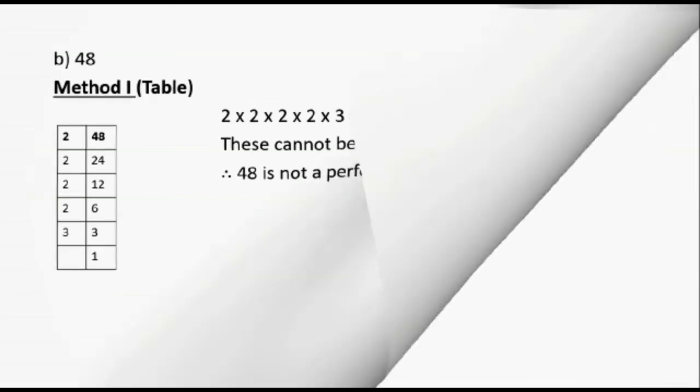Let's go to the second method. We'll use the tree. We'll start with 48. We'll still divide using a prime number. So we'll start with 2. 2 into 48 is giving us 24. We'll leave this 2 and concentrate on the 24. We'll divide again. 2 into 24 is 12. We'll leave that 2. We'll concentrate on the 12. We'll divide again. 2 into 12 is giving us a 6. We'll leave that 2. We'll divide again. Then we have 2 into 6 giving us a 3.